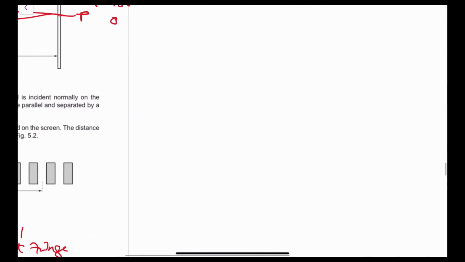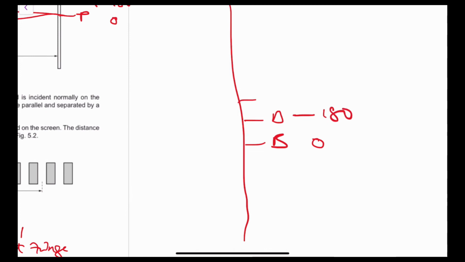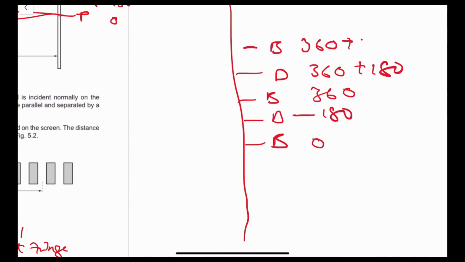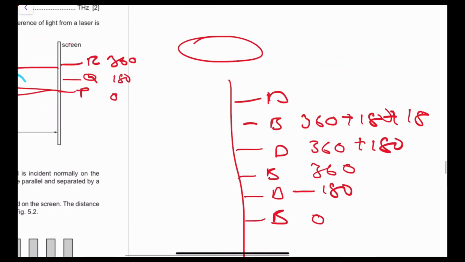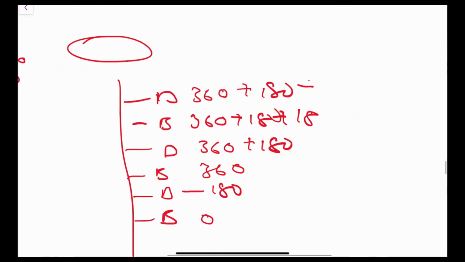What do I mean by this? Well, imagine you have this thing itself. This is your central bright fringe, it will be 0. If you have a dark fringe, it will be 180. If you have a bright fringe, it will be 360. Another dark fringe, it will be 360 plus 180. Another bright fringe, it will be 360 plus 180 plus 180. If you have another dark fringe, it will be 360 plus 180 plus 180 plus 180. You keep on going and going.